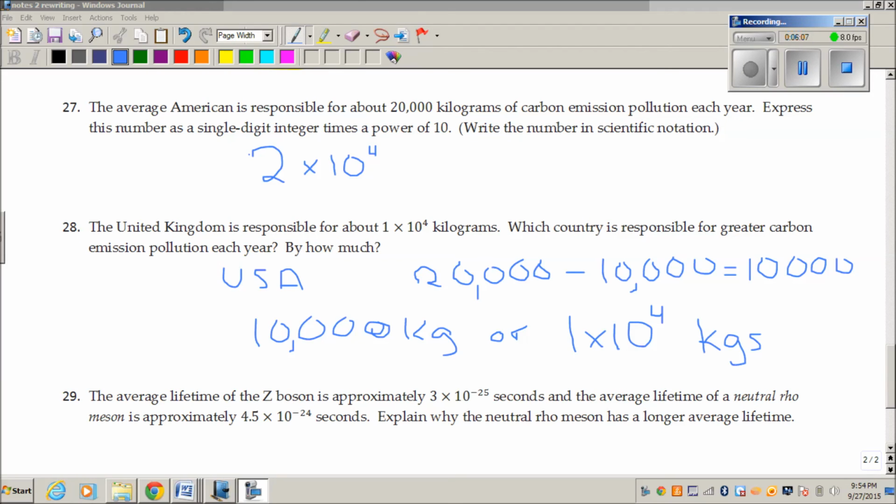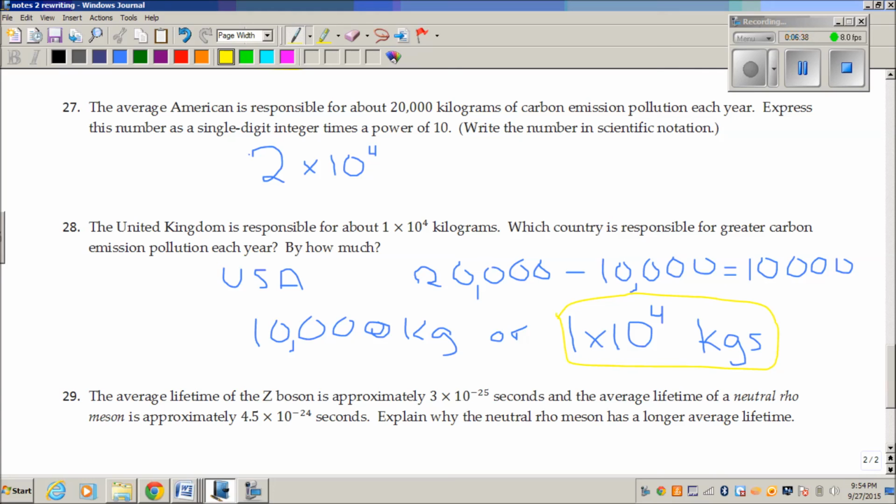So here are the answers for 27 and 28. 27 is 2 times 10 to the 4th. In 28, in order to find the difference, the USA has far more carbon emissions. I converted both numbers back to standard form and then subtracted. And then once I subtracted, I saw the difference was 10,000. And I put that back into scientific notation. But in class, we're going to learn how to subtract numbers while they're still in scientific notation, so you don't have to go back and forth.